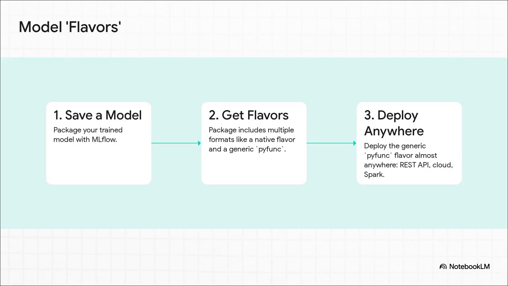The secret sauce here is this amazing concept called flavors. When you save a model, MLflow doesn't just save it one way. It creates multiple versions or flavors at once. You might get a native tensor flavor for high performance, but you also get a generic Python function flavor, or PyFunc. And that PyFunc is your golden ticket. You can deploy it almost anywhere, as a REST API, on SageMaker, on Azure, you name it.